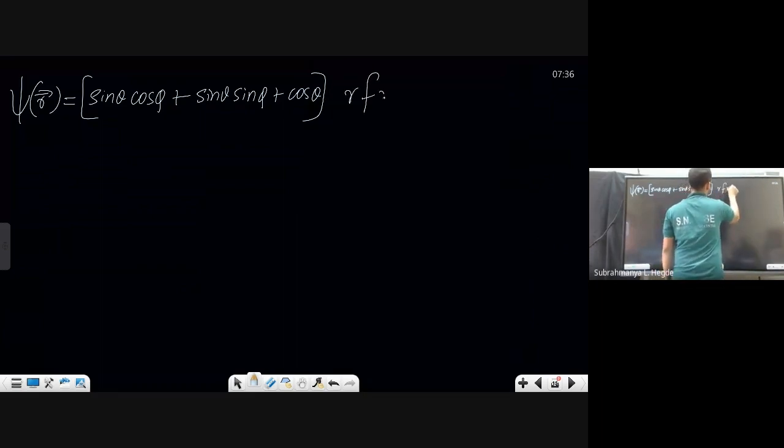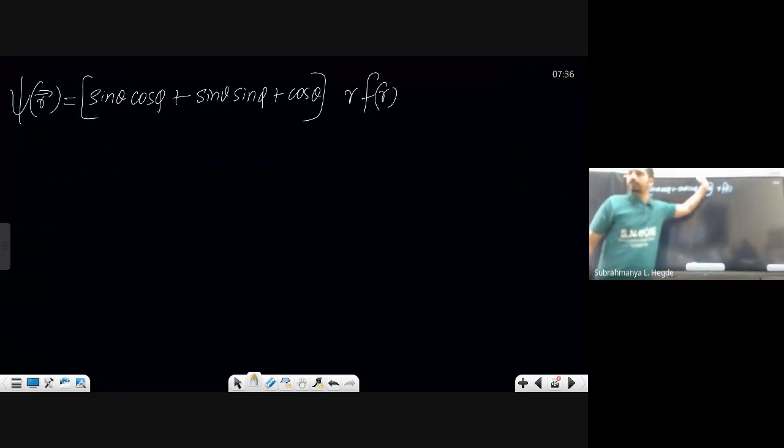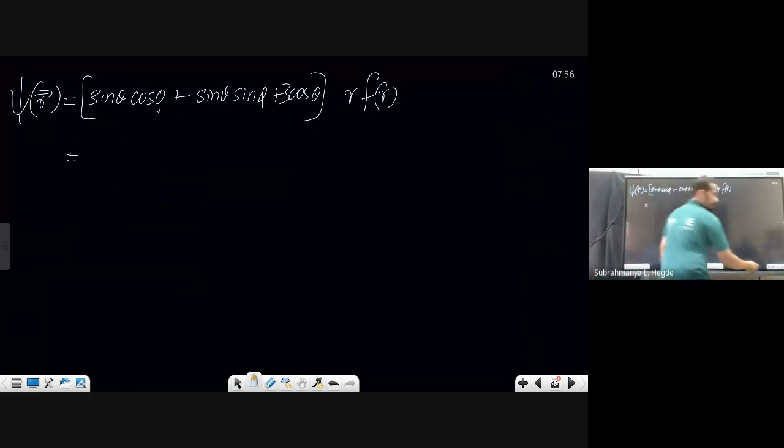R into f of R. These are the spherical harmonics part, and this is your radial part. What we have written is sine theta cos phi. I think we have written a 3 here. Yes, 3 here.